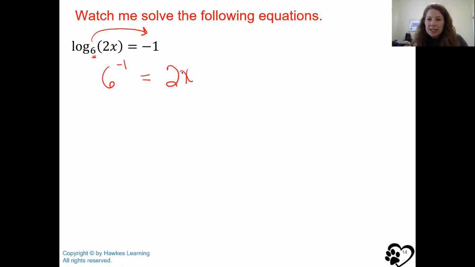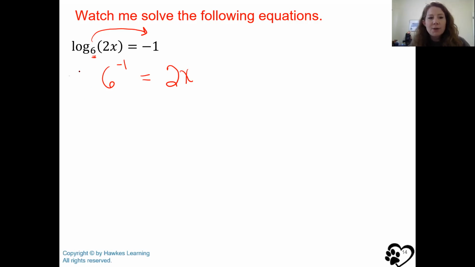And once you just start rewriting these, from logarithmic form into exponential form and vice versa, once you start going, okay, I'm not sure exactly how to do this problem, but I know I can do this, it's going to come to you and you're going to figure out what you need to do.